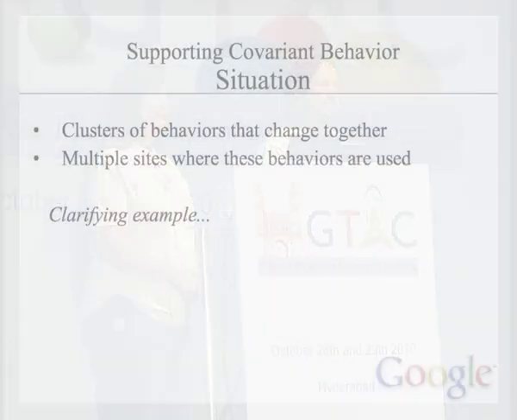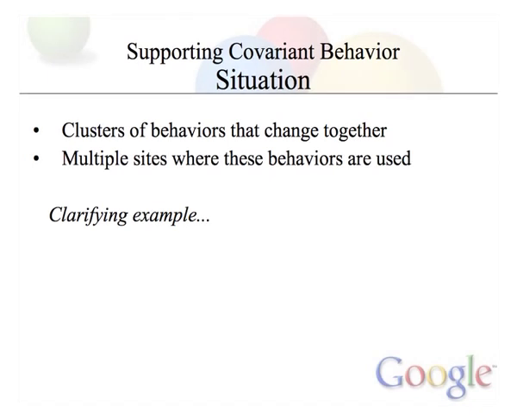Okay, let's move on to another extremely common situation. We have clusters of behavior that change together, and multiple sites throughout the system, perhaps in the same class, perhaps spread across classes, that use these clusters of behavior. An example to make this clear, in the cacophony server, we have different account types: free, basic, and premium.